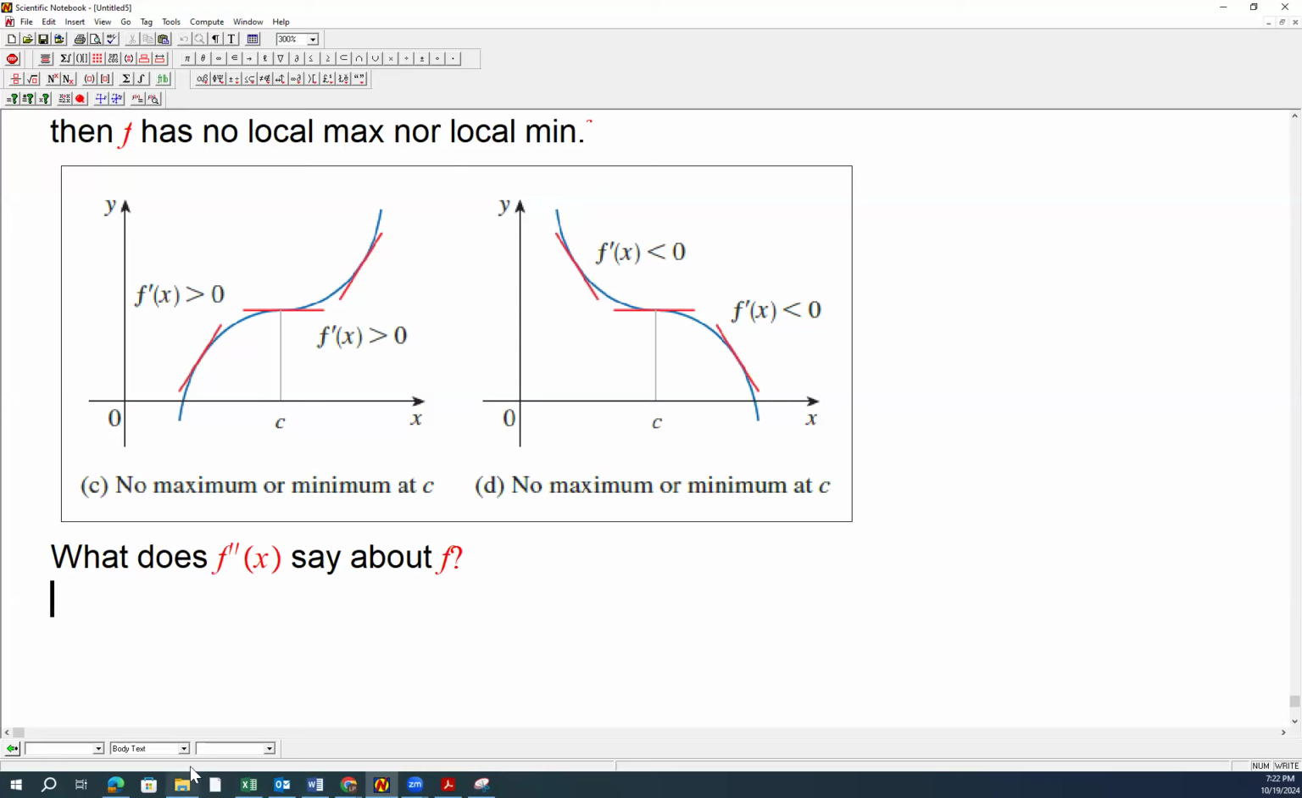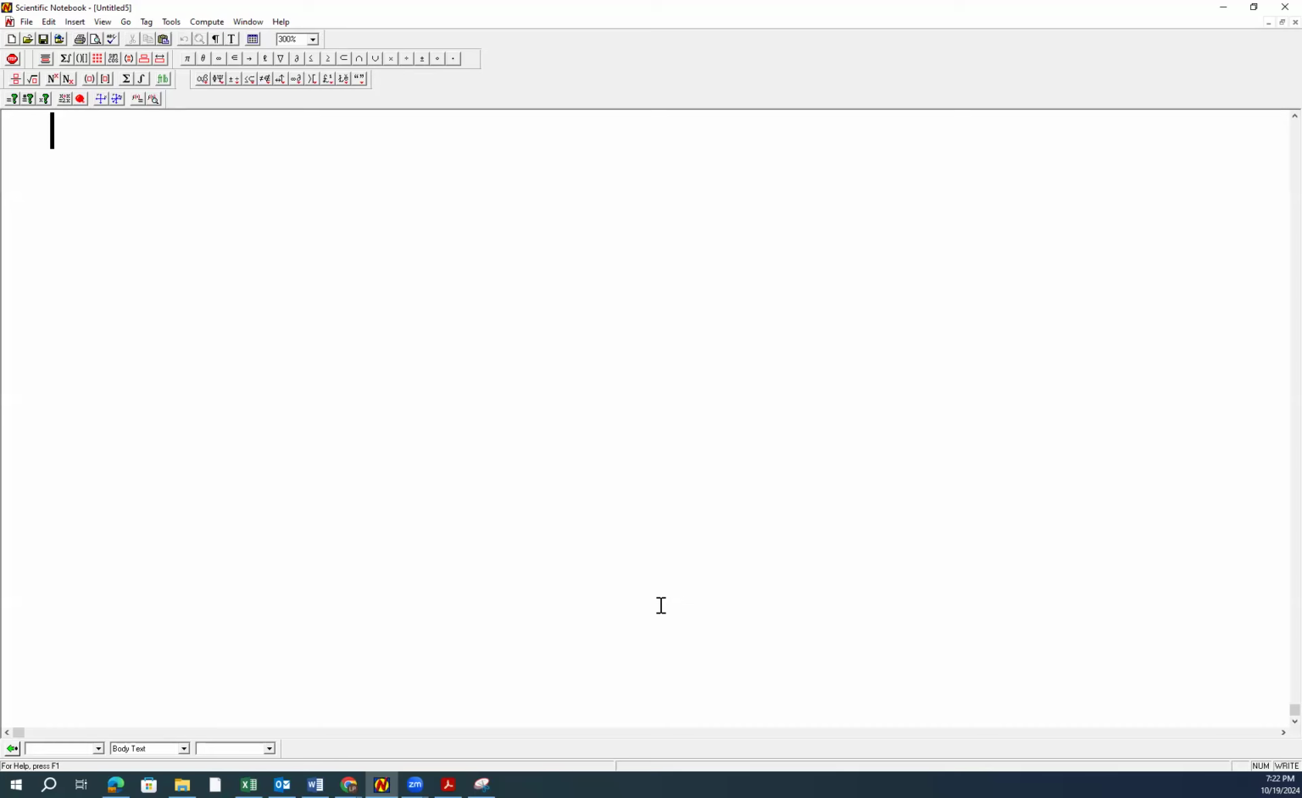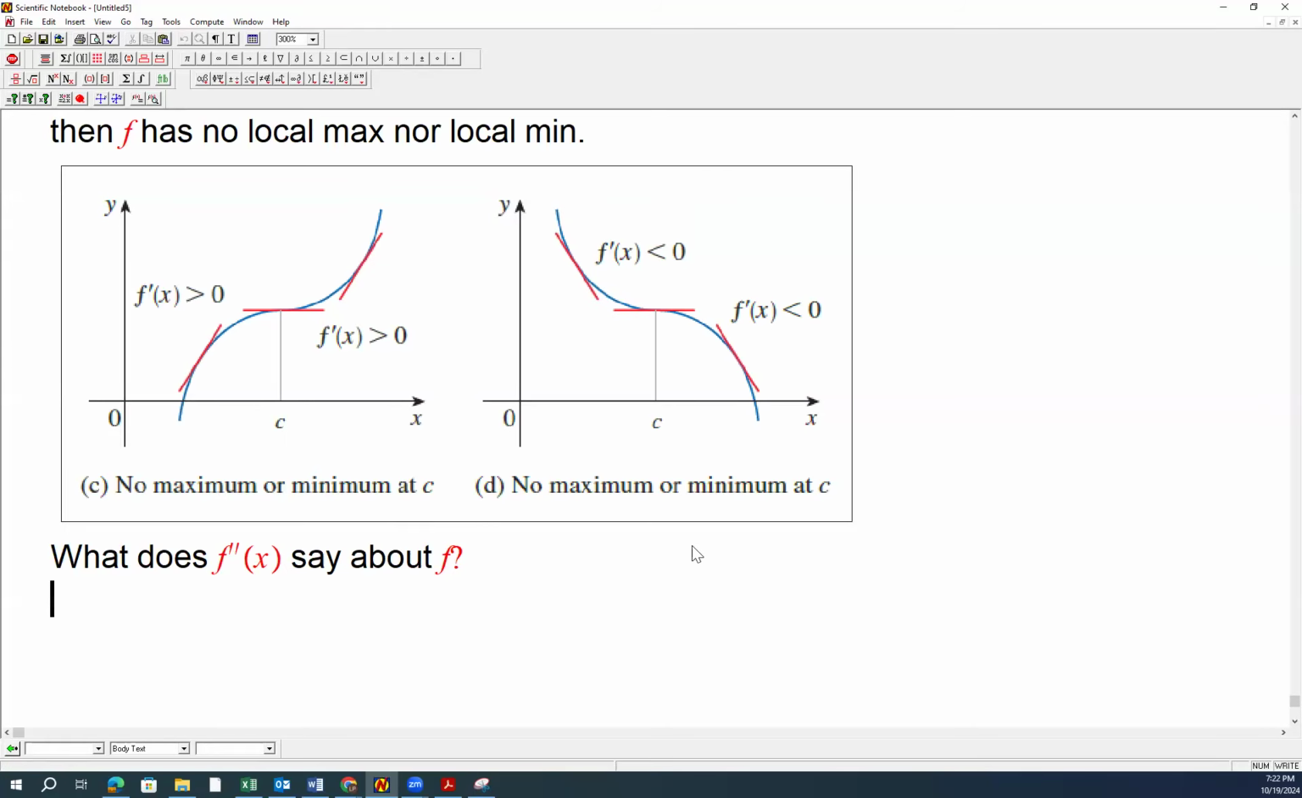Okay, and the word we're going to use is called concavity. So we're going to introduce a new terminology, which is called concave up or concave down. Okay, so I'm going to type the meaning and then we're going to explain to you.